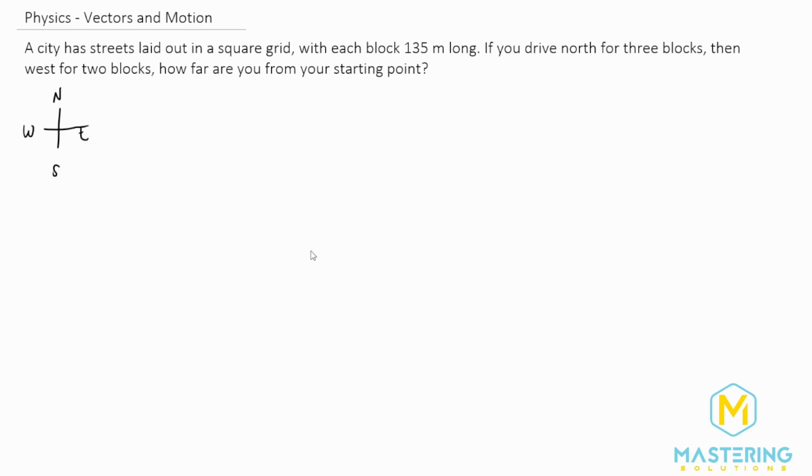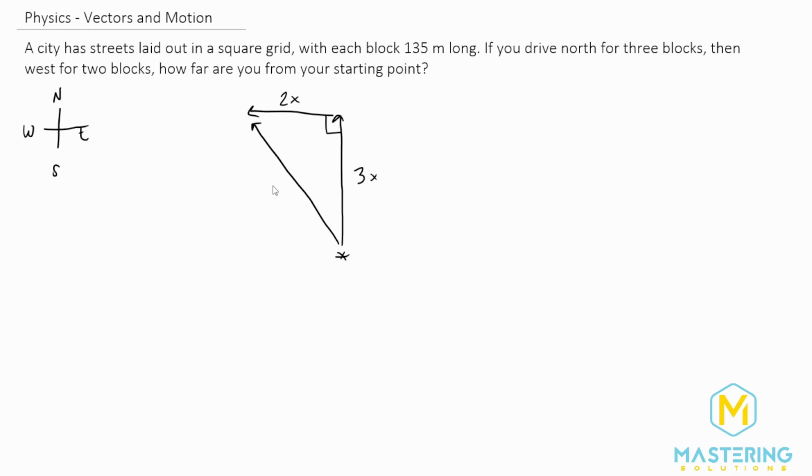Okay, so they say that we start out right here, and then they say that we go north for 3 blocks. So 3 blocks. And then they say that we go west for 2 blocks. How far are you from your starting point? So they want to know what the displacement is. And we have a right triangle, of course.